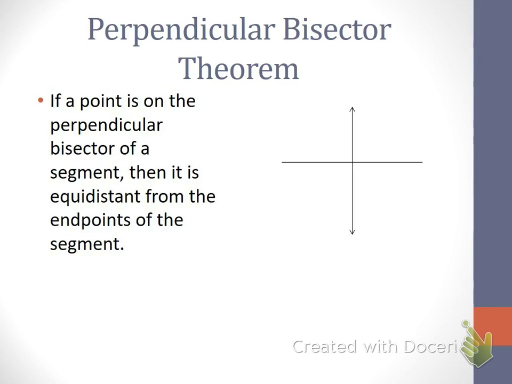The perpendicular bisector theorem. If a point is on the perpendicular bisector of a segment, then it is equidistant from the endpoints of the segment. I'll start filling in this picture. We'll have segment LM.